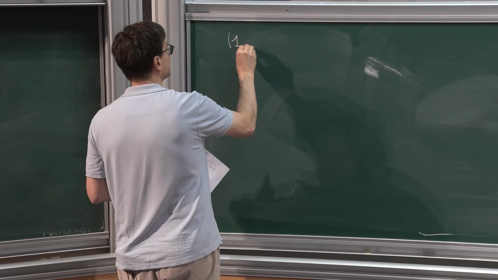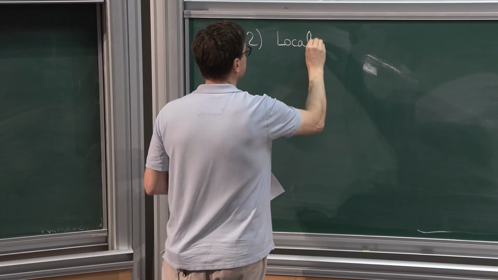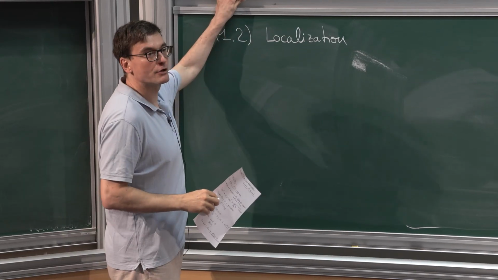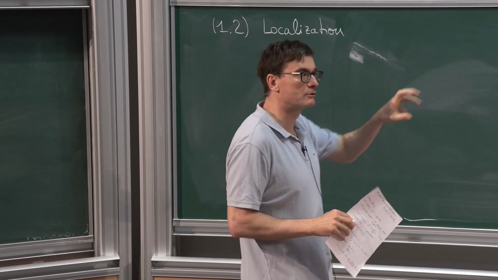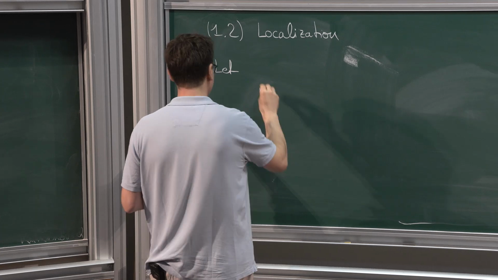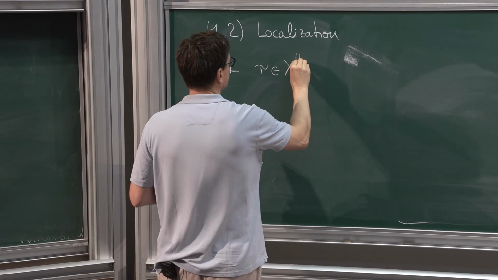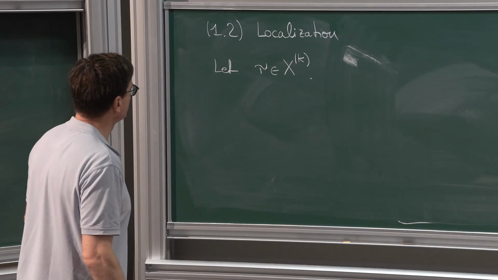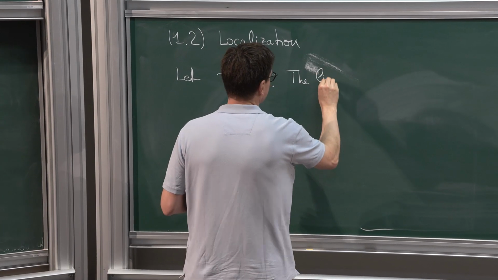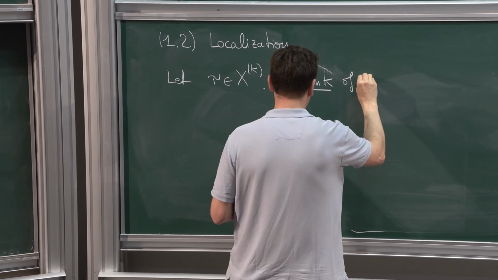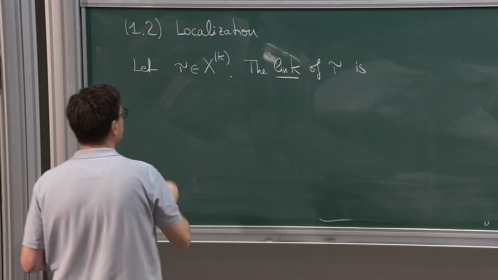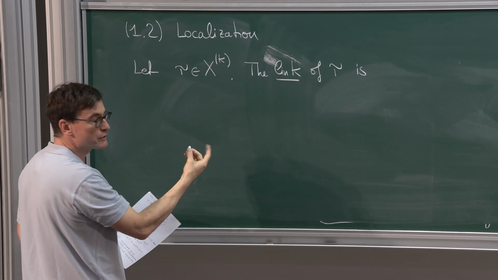So to explain what I mean, let me first tell you what localization means. This means really trying to look at a cochain in this complex and trying to understand what it locally does. And for that, let me remind you or introduce the link of a vertex. So let's take a k-simplex, and not just a vertex, a simplex. Let's take tau, and then the link of tau is, let me first formally write it down and then draw a picture, again itself a simplicial complex.